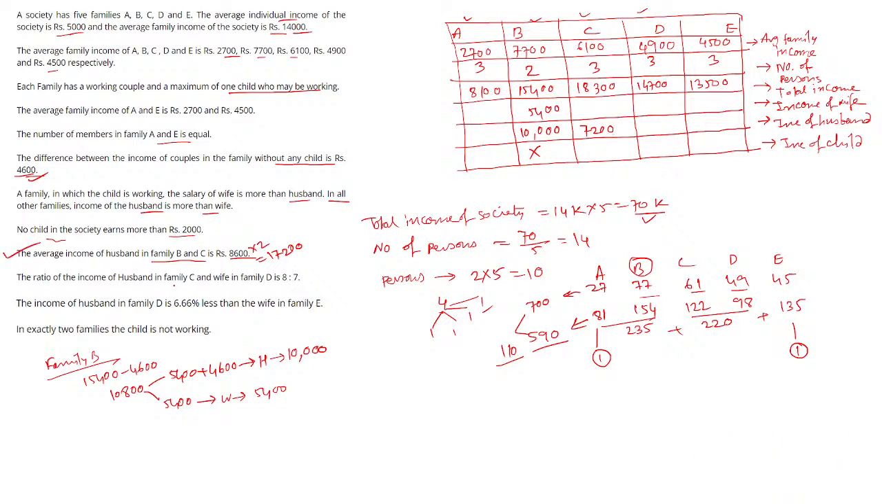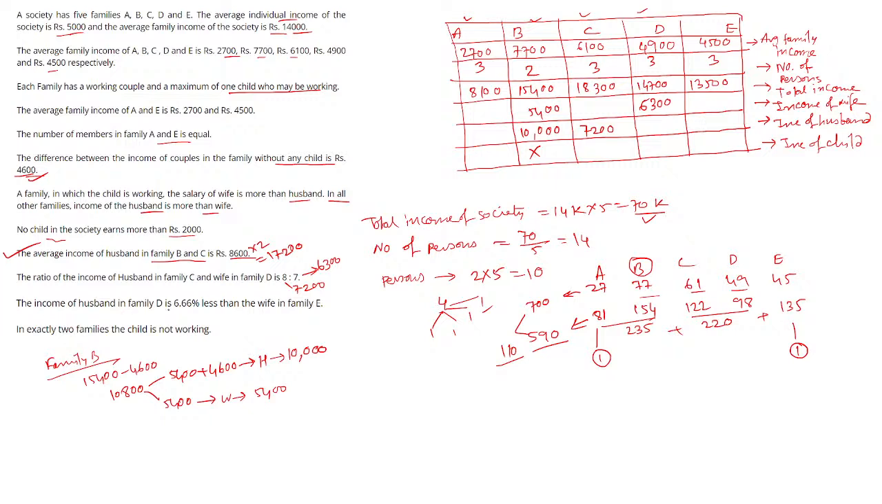The ratio of income of husband in family C, husband, that is 7200, and wife in family D. So this part, this is 8 ratio 7. So 8 units is 7200. We have already calculated. So what is 1 unit? 900, so 7 units would be 6300, so this is 6300, right?